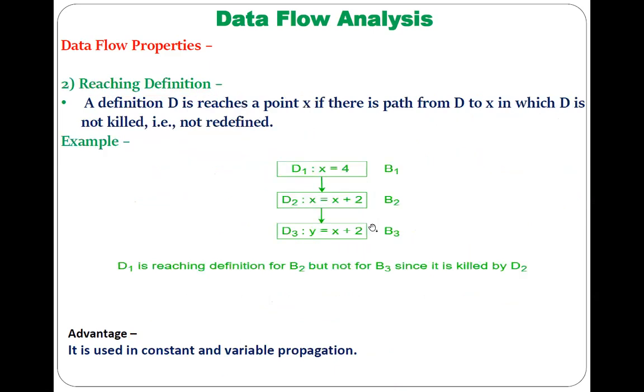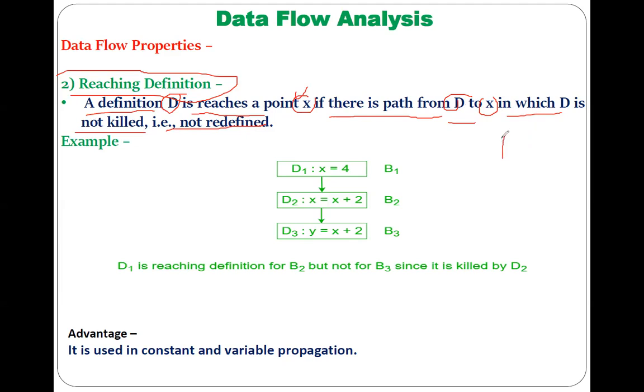Okay. Then the next important point we have is reaching definition. Next property, reaching definition. First, theoretically, you need to understand what exactly the concept of reaching definition is. A definition D reaches a point X in the program if there is a path from D to X in which D is not killed and not redefined. A definition D reaches a point X if there is a path from D to X in which D is not killed.